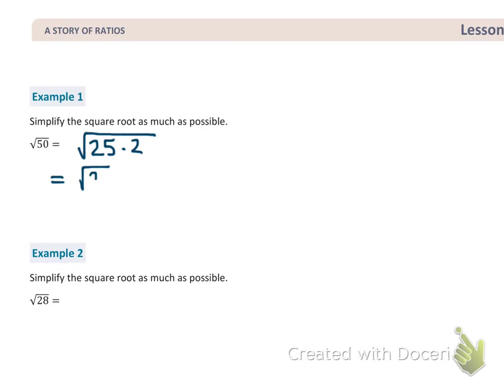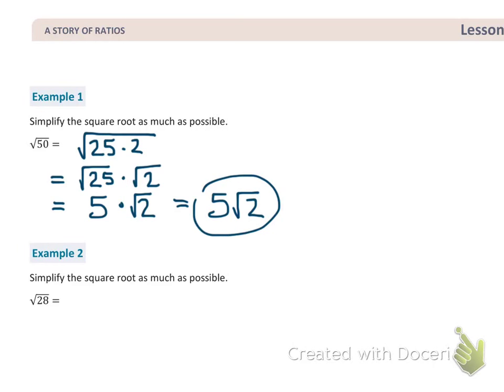Okay, and now I can rewrite the square root of 25 as 5, and the square root of 2 I'm going to leave alone. And then the way we write this is we leave out the multiplication sign and we just write 5 square root 2, and that means it's being multiplied.